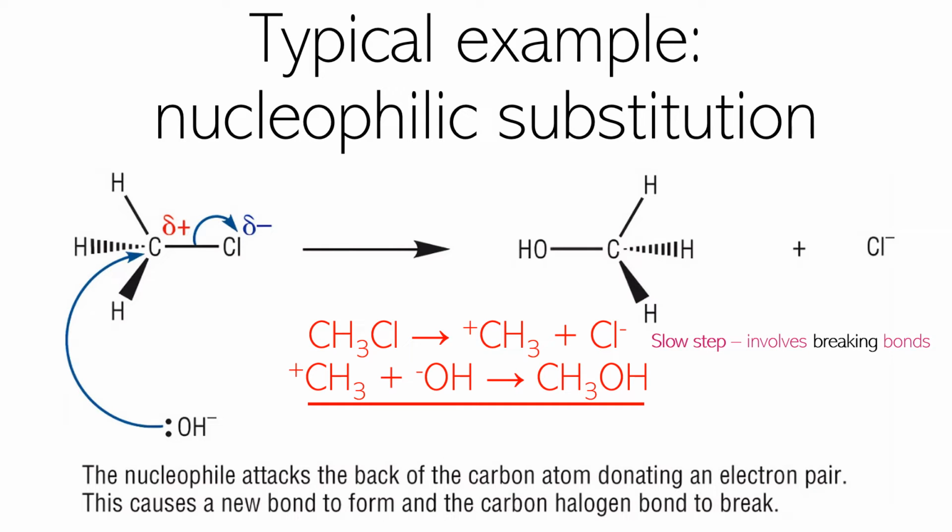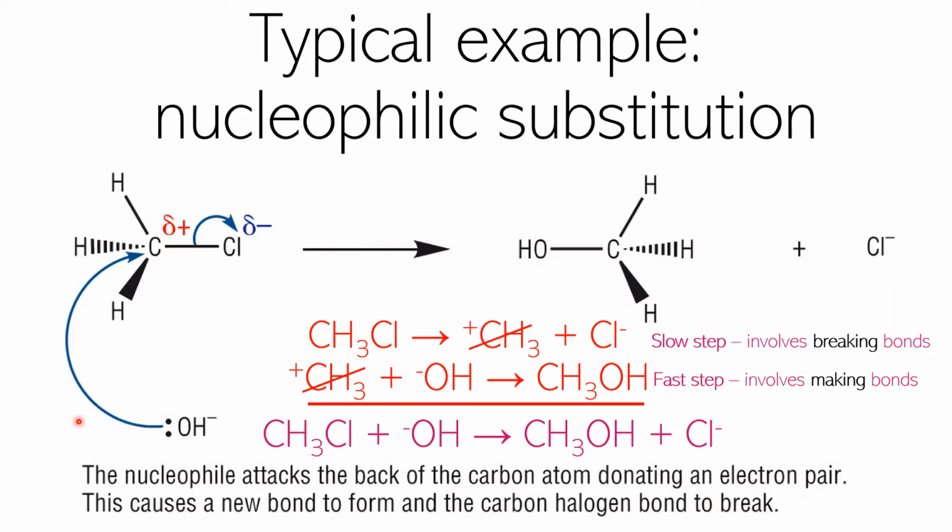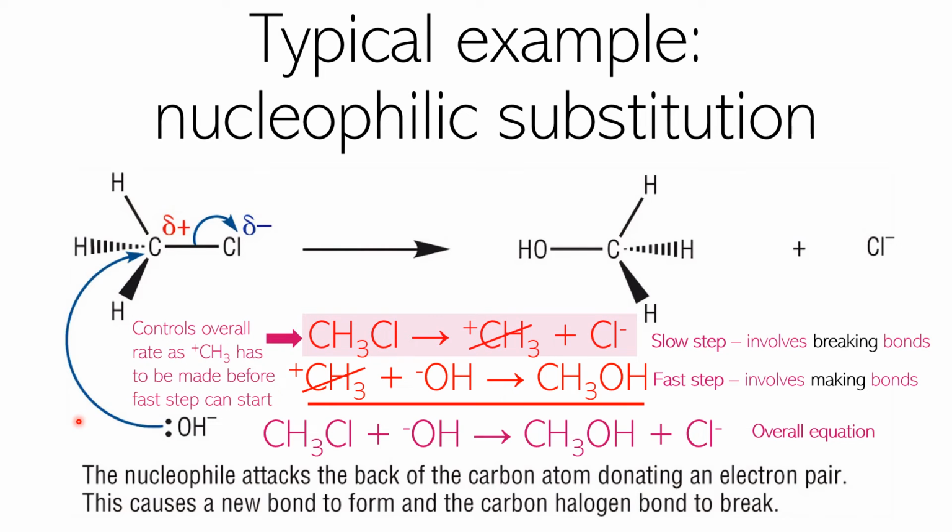So the slow step involves breaking bonds, and then the fast step will involve making bonds as a general rule. So because you're actually breaking this bond, this is the slow step. This has to happen first. So in order to create the overall equation, you'd obviously have to cancel out all the CH3+ because they don't appear in the overall equation. So therefore, the slow step must control the overall rate of reaction, as CH3+ has to be made before the fast step can start. So in other words, this cation has to be generated before it can go and react with the OH- in the second step.